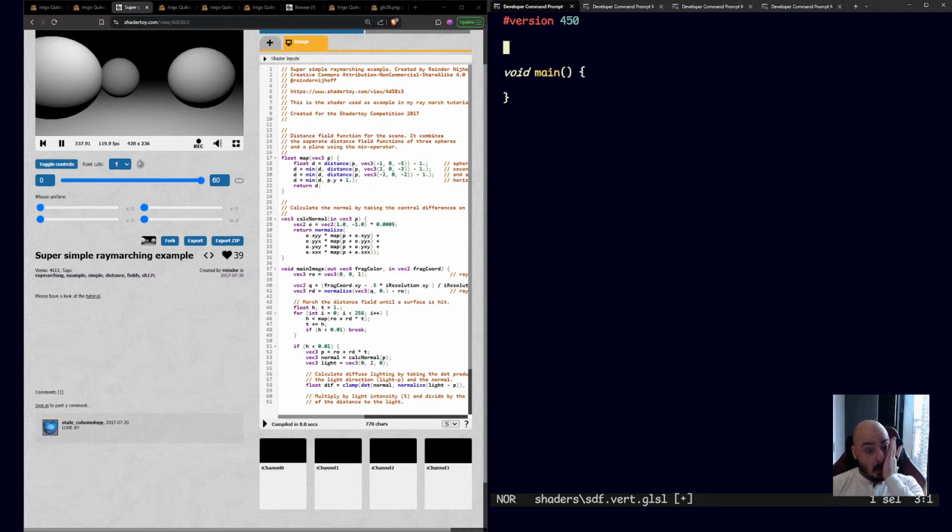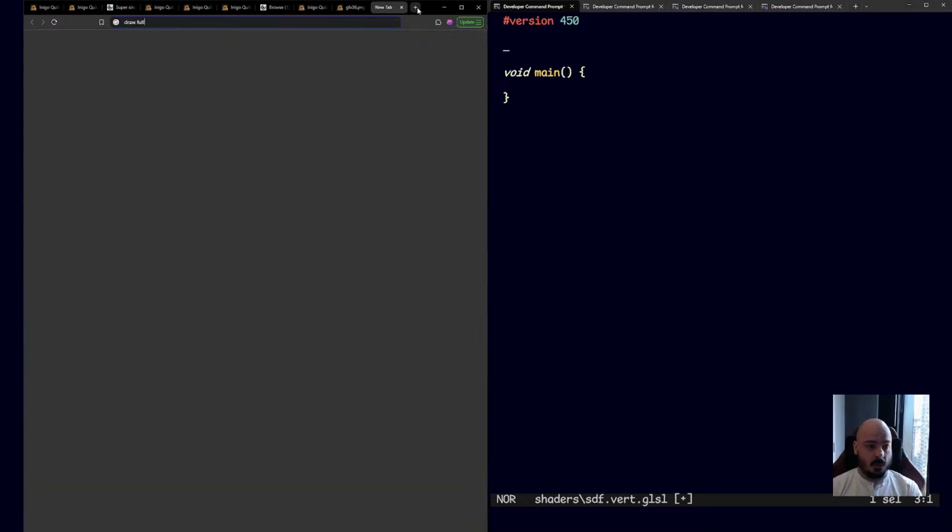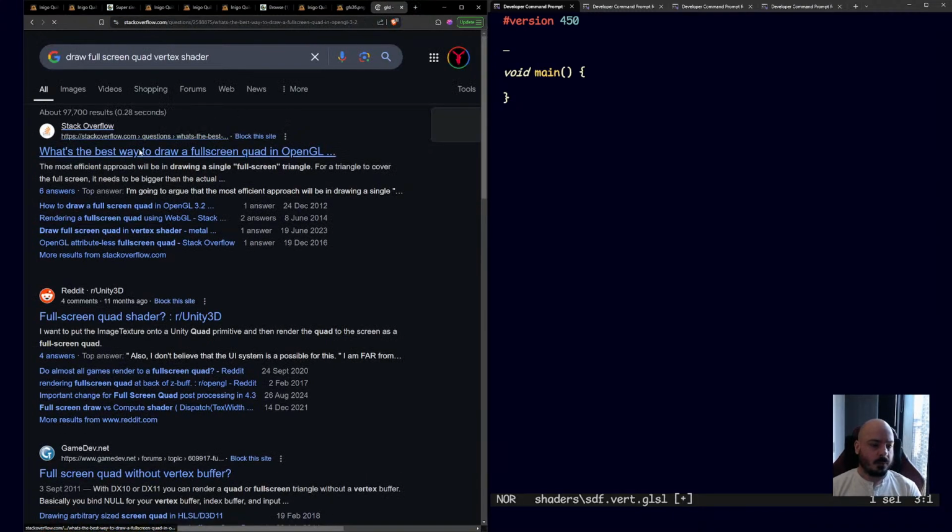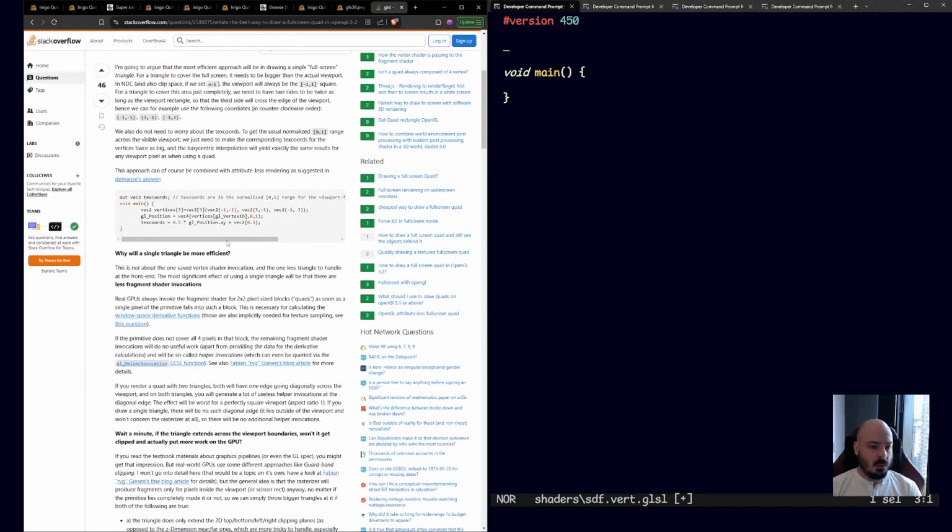And to draw 2 triangles in the vertex shader, how do we do that? Draw full screen quad vertex shader. You can also do 1 big triangle. I think that's actually way more efficient, but I don't know the ramifications of that just yet.